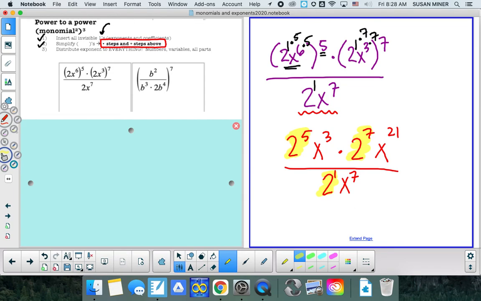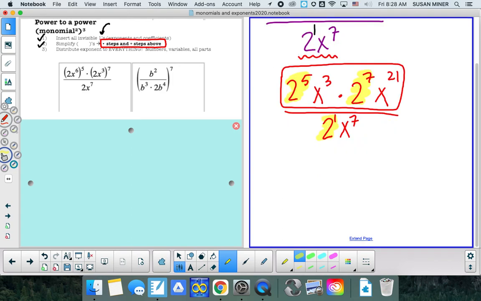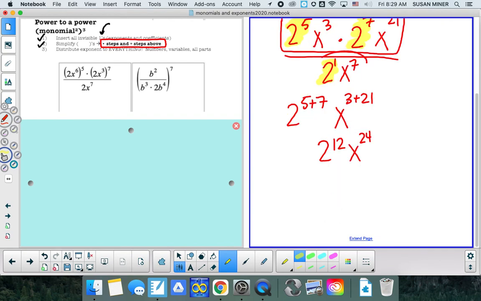And so in this top half, I'm just going to simplify the top half first. Right here, I'm just going to simplify that a little bit using my rules of multiplication. And so I'm going to take 2 to the 5 plus 7, and I'm going to take x to the 3 plus 21 and simplify that. And that's going to give me 2 to the 12th, x to the 24th. And now I'm going to add back in my denominator from above, 2 to the 1st, x to the 7th.